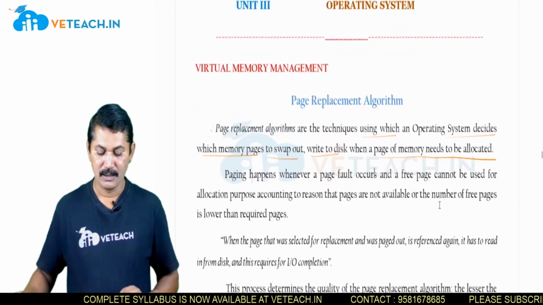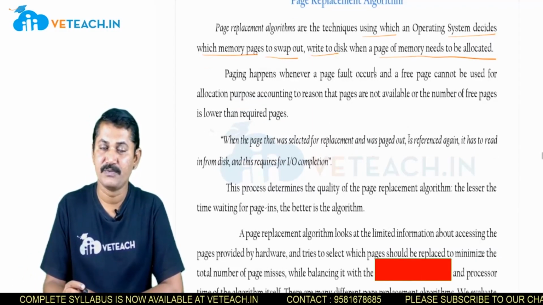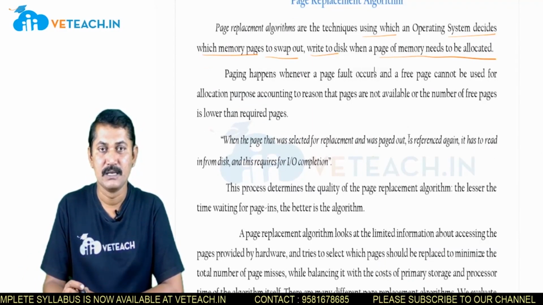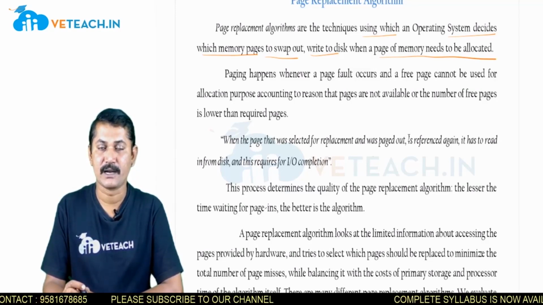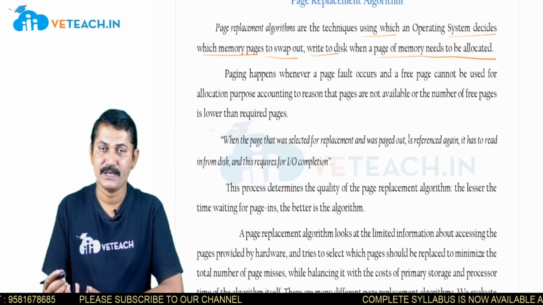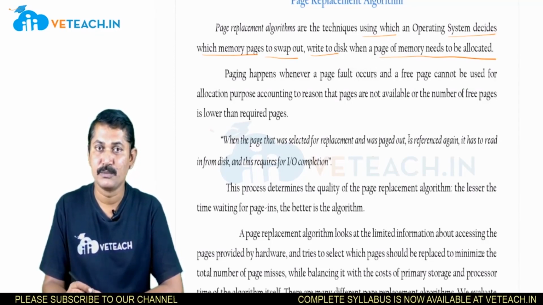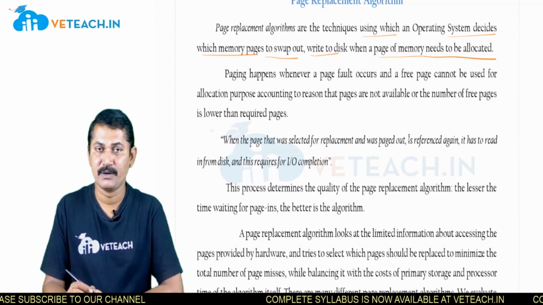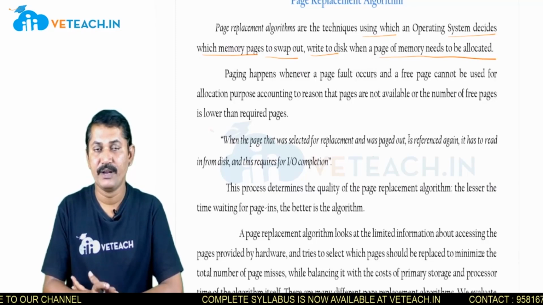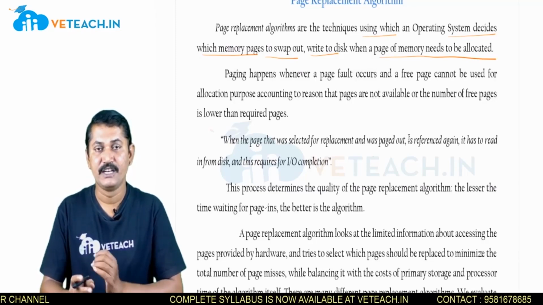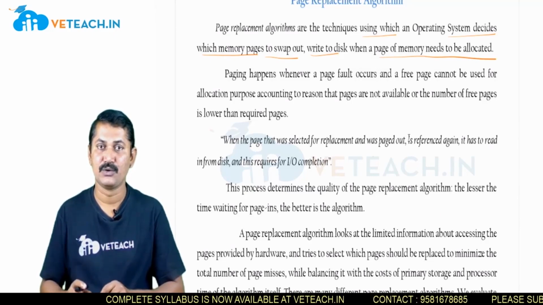Now you can see that paging happens only if a page fault occurs. When a page fault occurs, the particular page is not found in the memory, so it needs to be fetched from the secondary memory. To fetch those required pages from the secondary memory, we need an equal number of free pages in the main memory. If it is not equal, how can we overcome this? We are going to study that through algorithms.